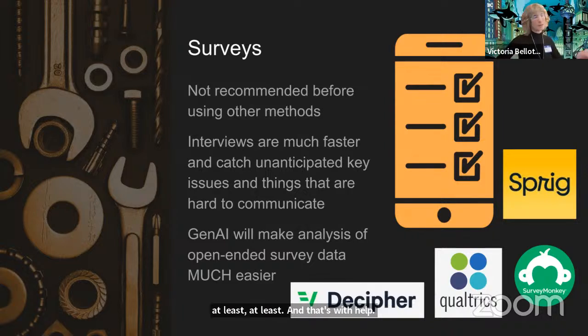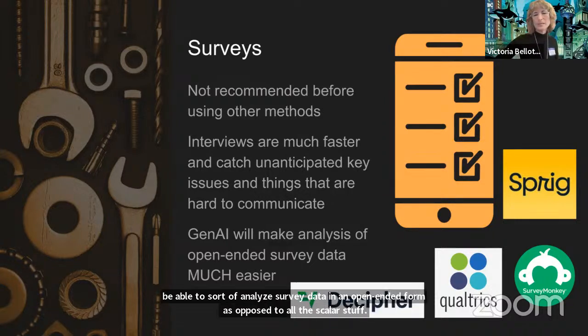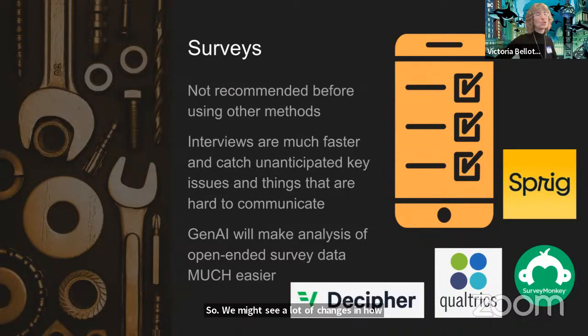Gen AI is probably, I wasn't going to talk about it, but I think it's going to change surveys because you will be able to analyze survey data in an open-ended form as opposed to all of the scalar stuff. So we might see a lot of changes in how people do research, and you can even use Gen AI to do your surveys for you, and that actually does work, and it does produce human-like behavior, interestingly, for certain things.